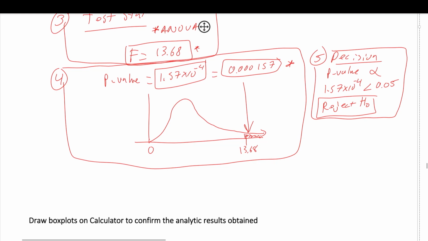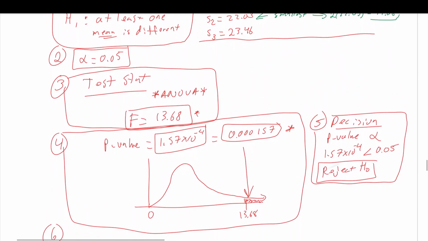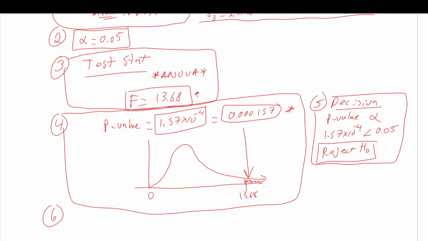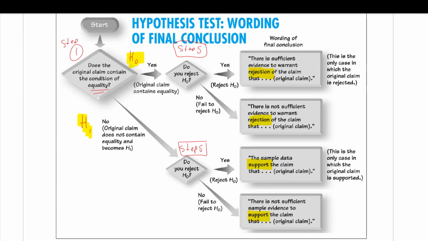And the conclusion statement, if I can fit it down here, is that, well, the claim was that all the means are equal, right? And we reject the null hypothesis, so there is sufficient evidence to reject the claim that, and then we write the context of the problem. So let's go to the flowchart just to kind of get the precise wording again. The null hypothesis was the claim, so we go in this direction. We actually rejected the null hypothesis, so the wording for our final conclusion is there is sufficient evidence to warrant rejection of the claim that, and then we restate the original claim.